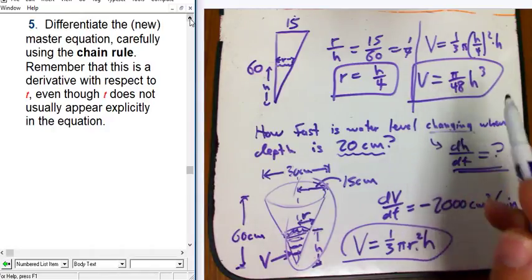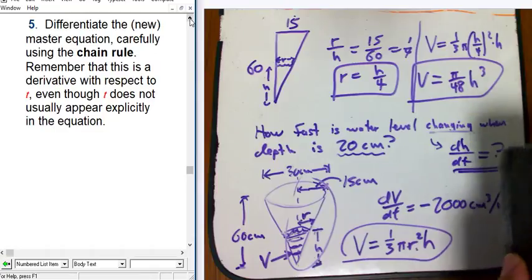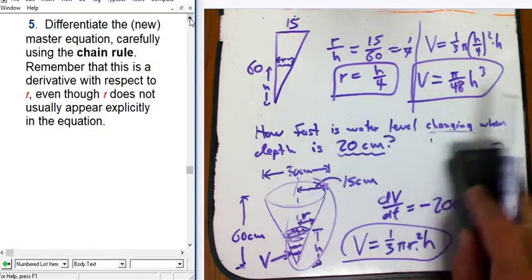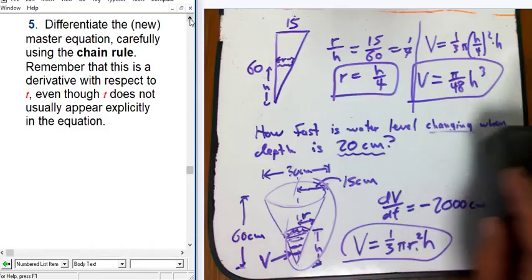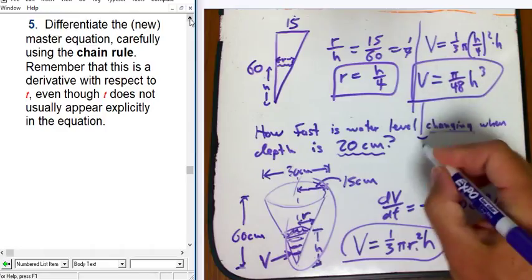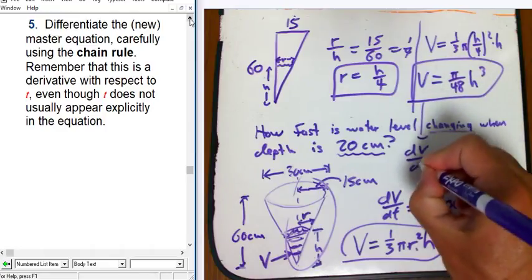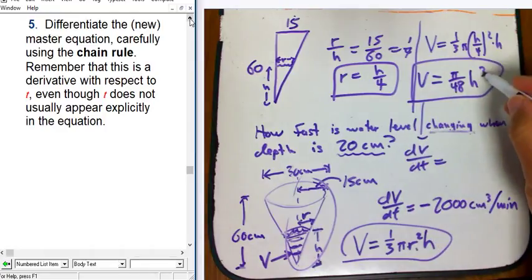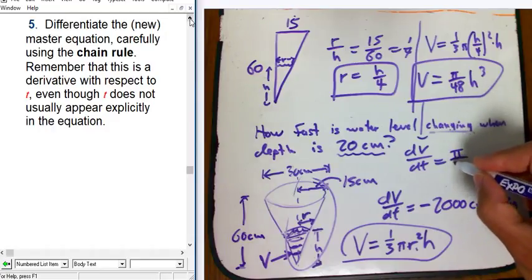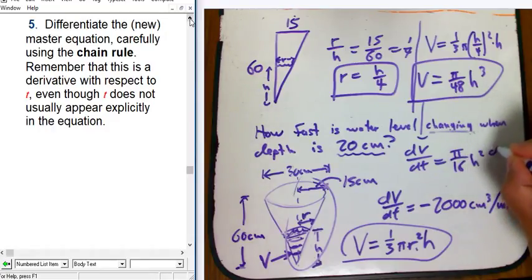Now we can differentiate the master equation, the new one. I really don't want to erase too much. Sorry, it's going to get a little cramped for a minute here. Let's just differentiate it. dV/dt: the derivative of h cubed is 3h squared, but times dh/dt, and then times the constant. Get a little bit of a cancellation, and you get pi over 16 h squared dh/dt.